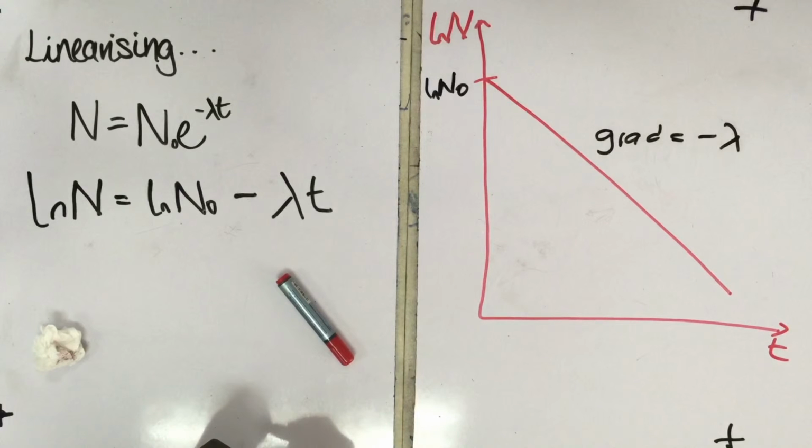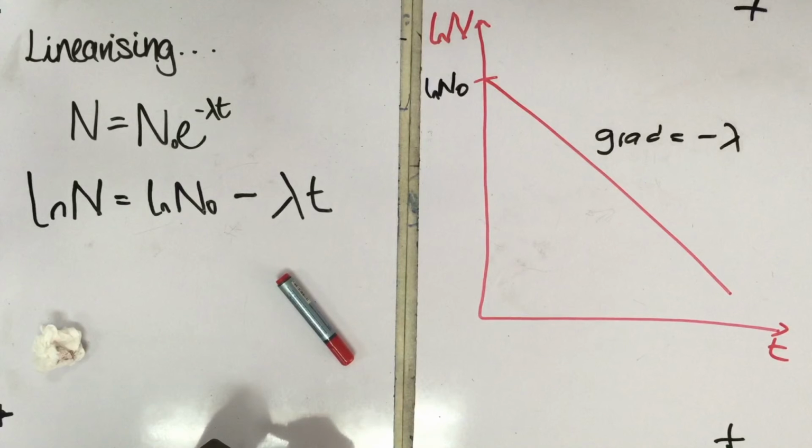So the final thing we want to demonstrate in this video is how you can find your decay constant lambda. So we are going to head back to our equation, N equals N naught e to the negative lambda t. And if you ln both sides of this equation, you actually get it into linear form. So you get ln N equals negative lambda t plus ln N naught. So this is linear form.